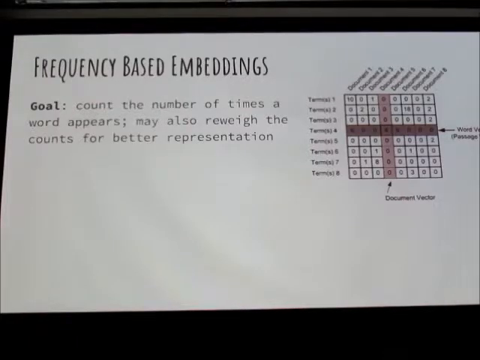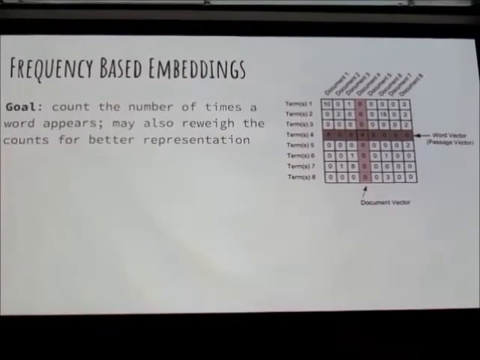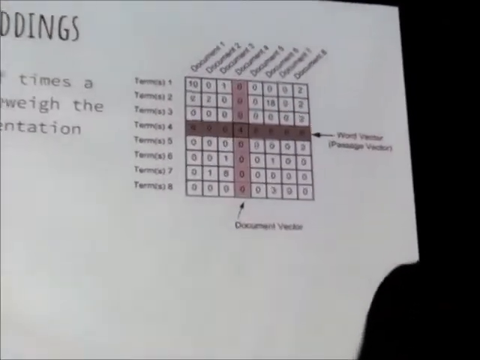Document is a loose term that we use to refer to a text entity. For example, a text message could be a document. An email could be a document. A movie review could also be a document. So in frequency-based word embeddings, our goal is to count the number of times a word appears in a document.